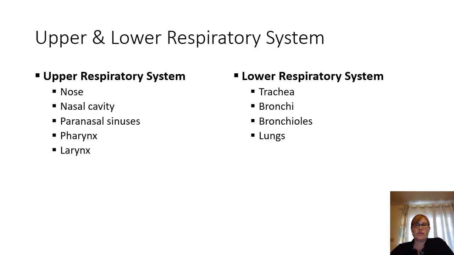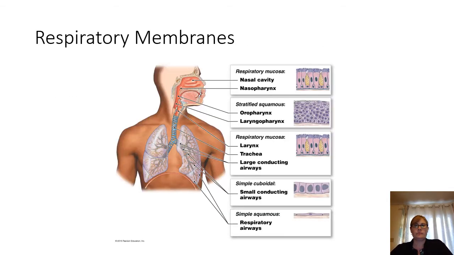The structures you see on this page are lined up in order of steps if you're going to follow a molecule of air. So our upper respiratory system structures, we're talking about the nose, the paranasal sinuses, the pharynx, larynx, trachea, down into our branches, and beyond bronchioles would be our alveoli. So here are the membranes involved.